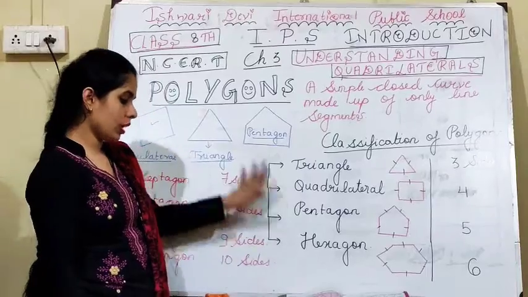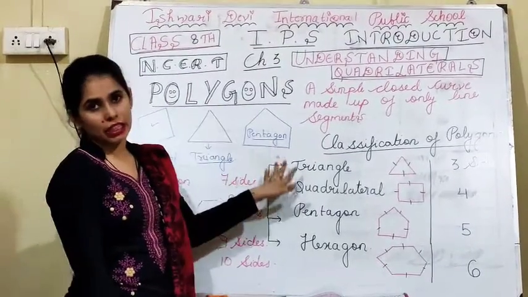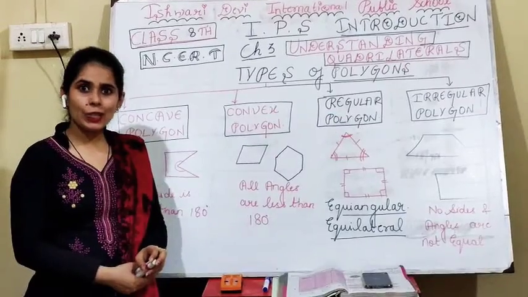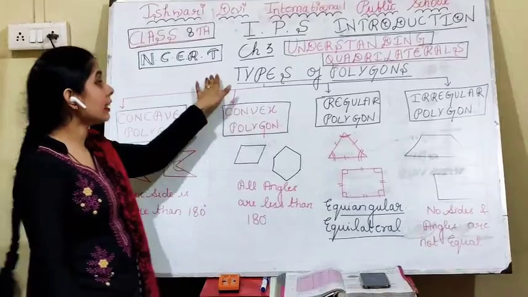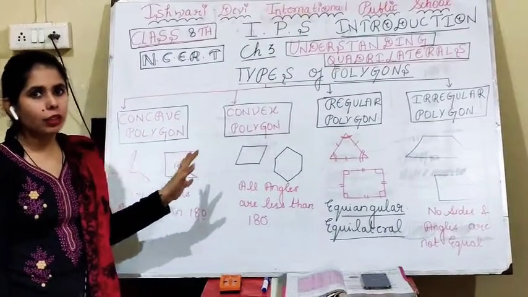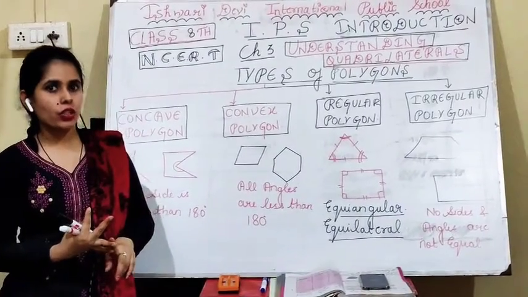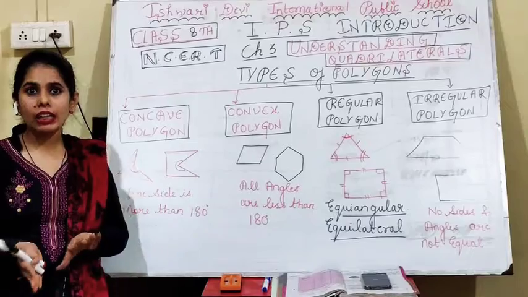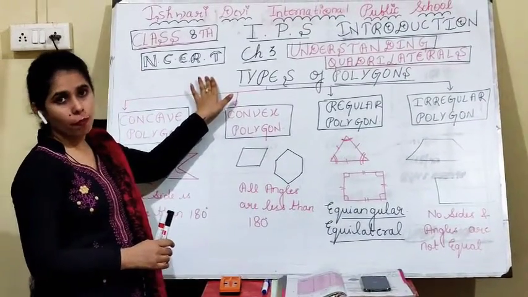Now we move to the next thing, how the polygon's sides meet each other. The next topic for the polygon chapter is the types of polygon. We have now classified the polygons into triangle, quadrilateral, pentagon, hexagon, heptagon, octagon, nonagon. Now we come to the types of polygon.